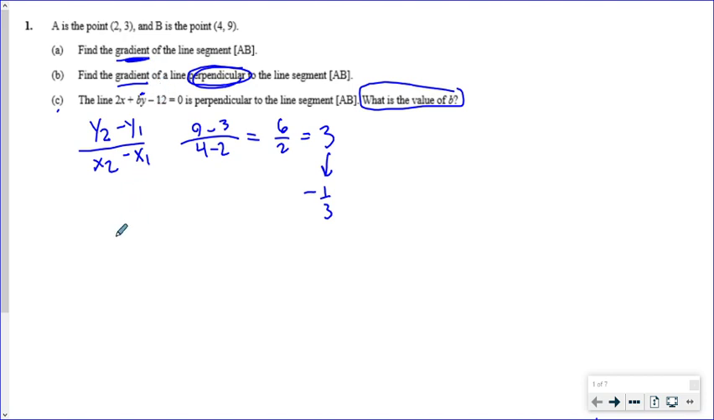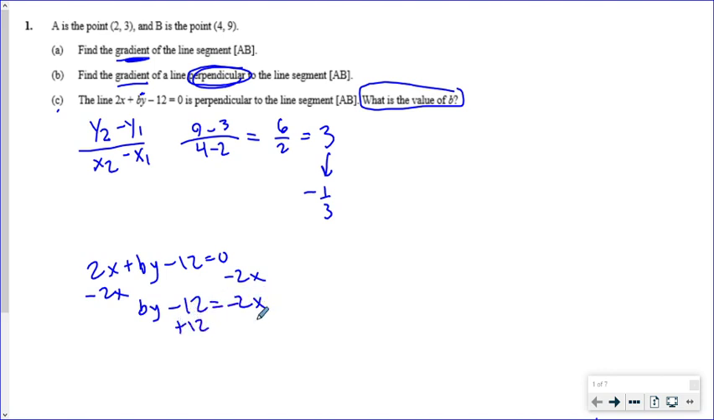All right. So 2x plus by minus 12 equals 0. Let's change it to y equals mx plus b form. Okay, so I'll do minus 2x, minus 2x. I get by minus 12 equals negative 2x. And then plus 12, plus 12. And I get by equals negative 2x plus 12.